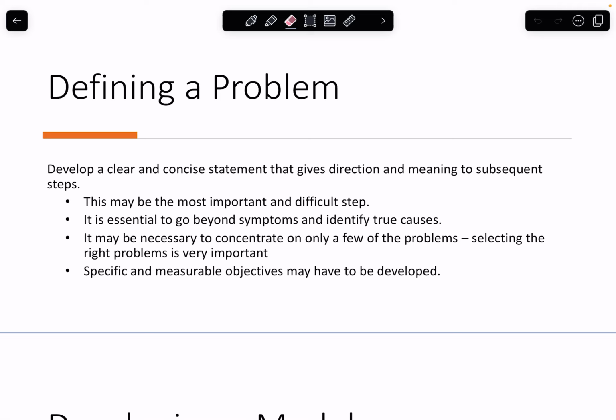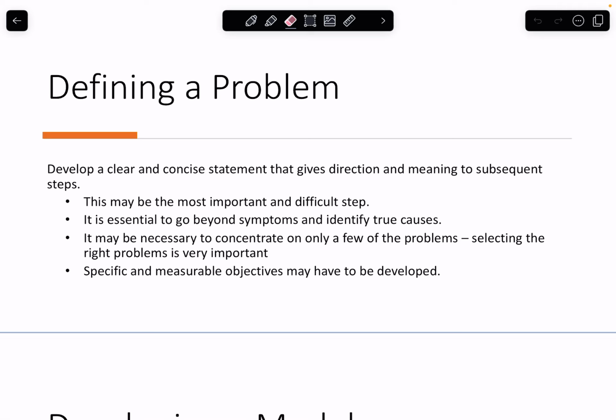So, the first one, this may be the most important and difficult step, which I keep on saying. It is essential to go beyond symptoms and identify true causes. It may be necessary to concentrate on only a few of the problems. So, selecting the right problems is very important. We don't need to address all the problems. We just need to pinpoint which are the most prominent ones, and there we focus and try to find solutions for such problems.